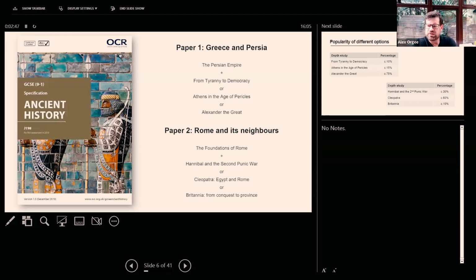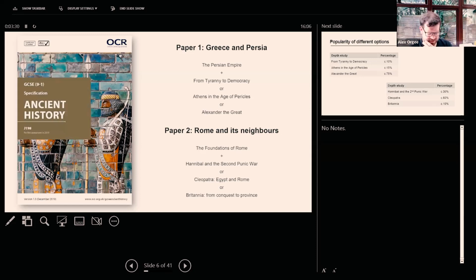So this is what we've designed with our qualification, given what I've said that must be studied in terms of a period study, a longer period study, and 2 depth studies. We have created 2 equally weighted components. There's 105 marks in both papers. In paper 1, they have to study the compulsory Persian Empire period study, and then one of the 3 associated Greek depth studies. In the second paper, they have to study the compulsory longer period study, the foundations of Rome, and then one of the associated Roman depth studies.